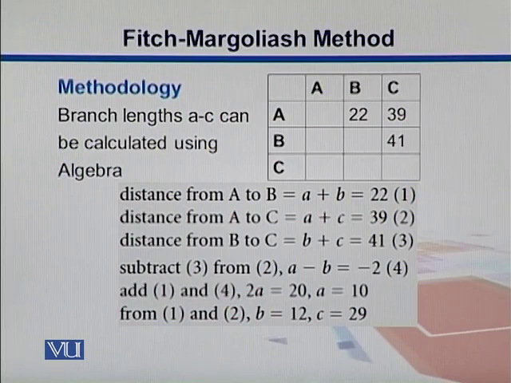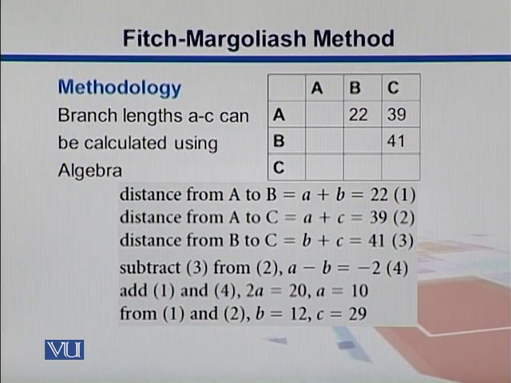Then we have the distance from A to C, which is a plus c, and that is equal to 39. So that becomes our equation number 2. Then we have the distance from B to C, which is b plus c is equal to 41. So that's our equation number 3. We play with these equations. For instance, we subtract 3 from 2 and we can get a minus b is equal to minus 2. Now we take this equation, which is our equation number 4, and if we add 4 and 1, we can come up with 2a is equal to 20, and we find that a is equal to 10.